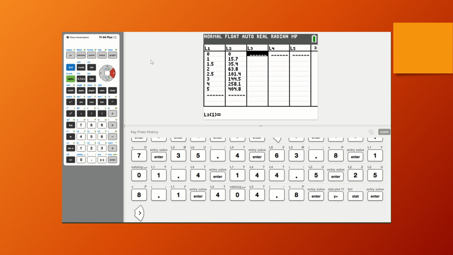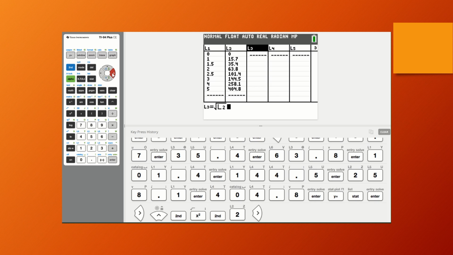All right, here we are on the calculator, and you can see I've already entered the data for L1, time in seconds, L2, the distance in feet that poor Roger's shoe dropped. And now, while we're here at the table, I'm going to go ahead and linearize the data by taking the square root of y. I highlighted L3 at the very top. I hit second x squared, which gives me the square root, and I want the square root of L2. So I hit second number 2 for L2. And then we're going to hit enter, and shazam, it's taking the square root of all of those values in L2, which is the distance in feet.